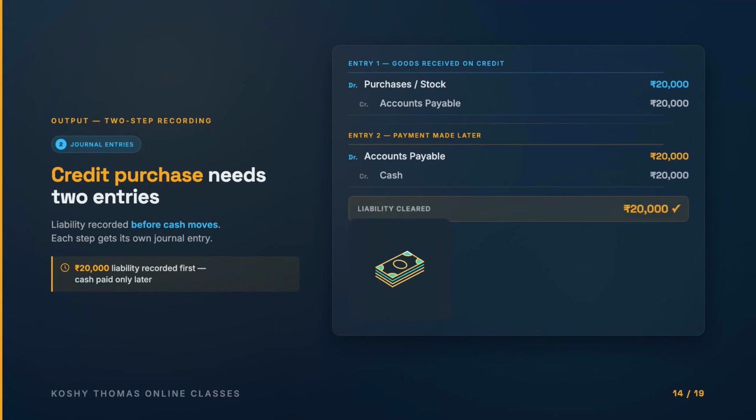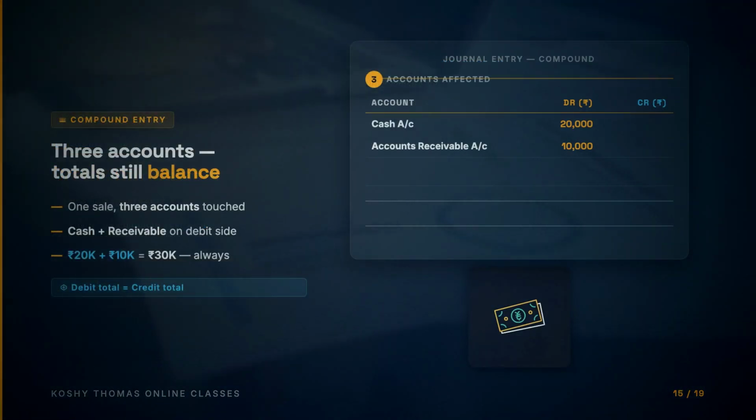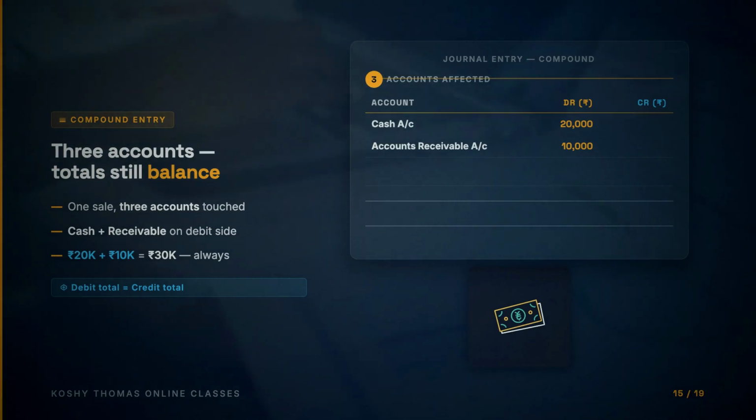The entry for credit purchases looks like this. Debit purchases 20,000 Indian rupees, expense going up. Credit creditor or accounts payable 20,000 Indian rupees, a liability going up. No cash account appears here at all. Later, when the payment is made, you record a second entry: debit the creditor, credit cash. Two entries. Two economic events. Both captured.